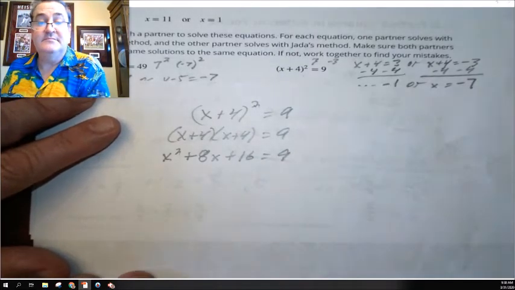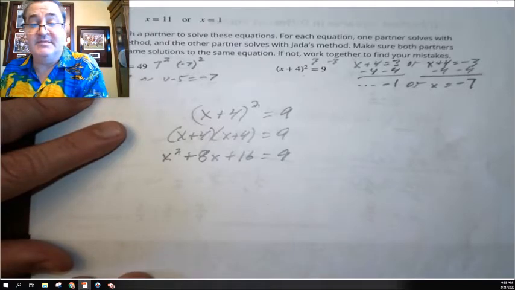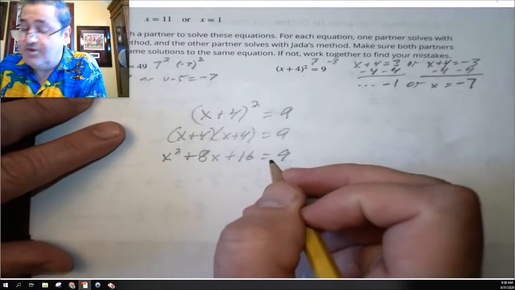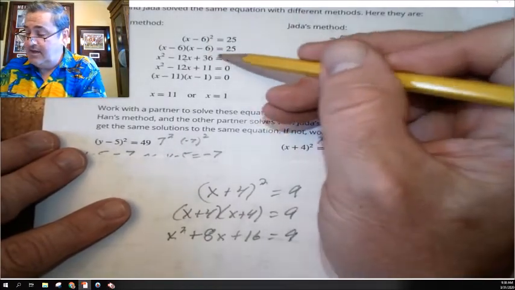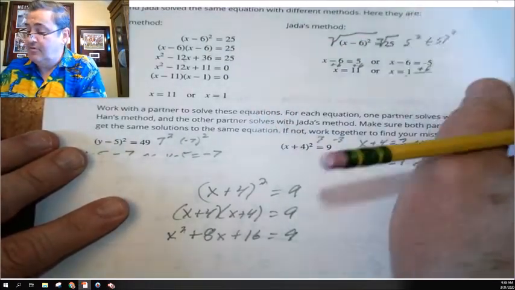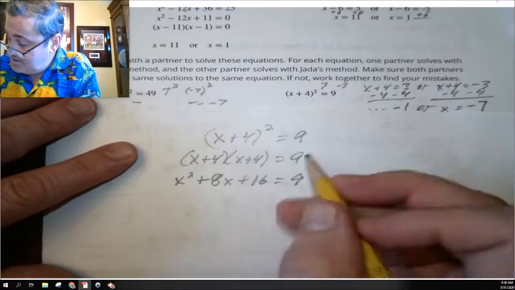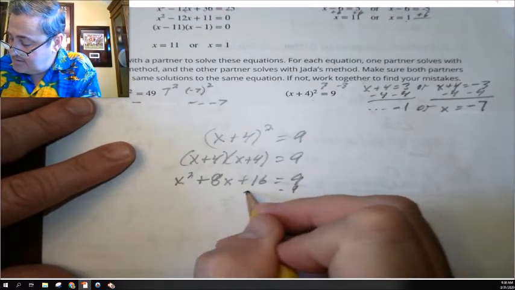Okay, so we've got x squared plus 8x plus 16. Now we need to, let's see, what did Han do next? When he got it to that point, then he set it equal to 0. So we need to move our 9 over. So we'll subtract 9 from both sides.